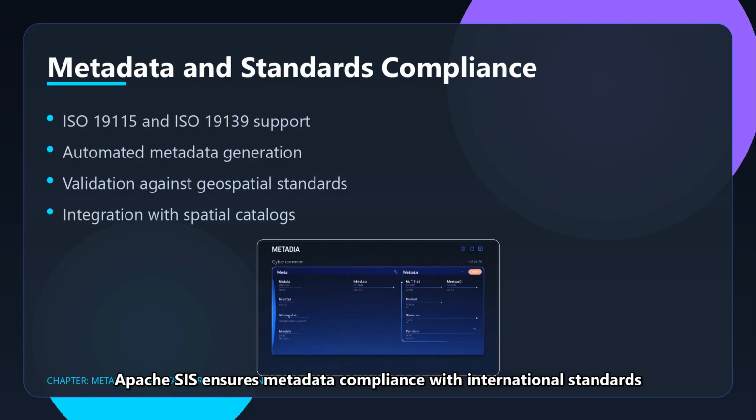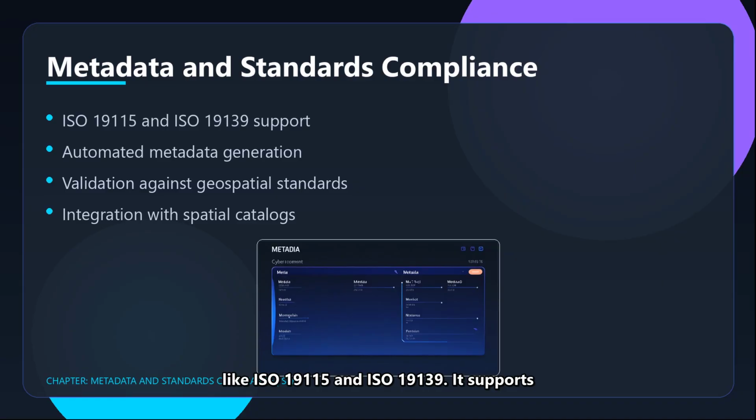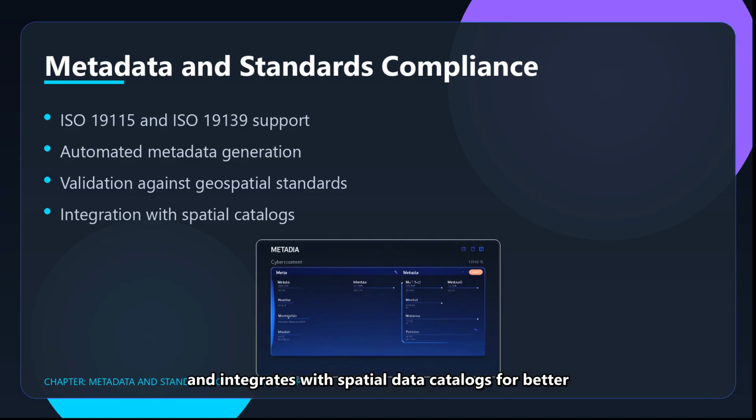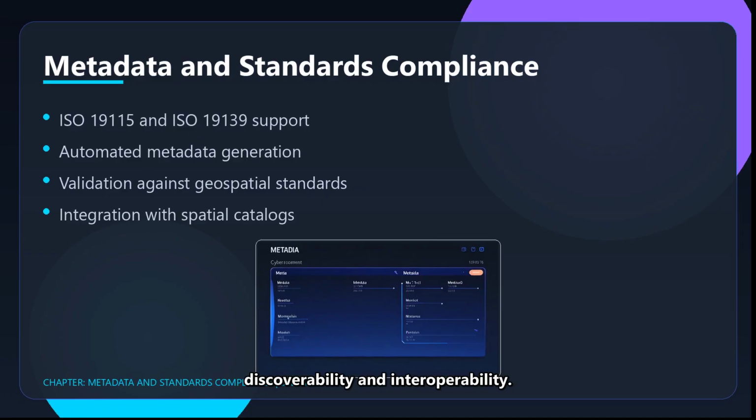Apache SIS ensures metadata compliance with international standards like ISO 19115 and ISO 19139. It supports automated metadata generation, validates data against geospatial standards, and integrates with spatial data catalogs for better discoverability and interoperability.